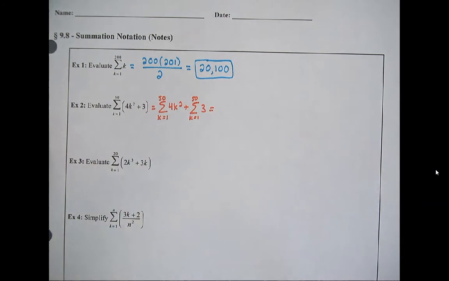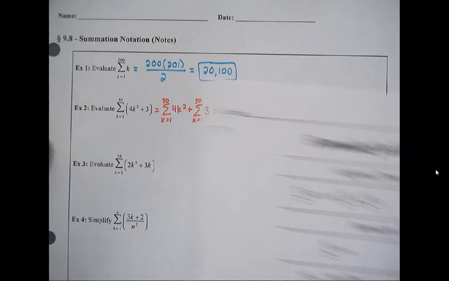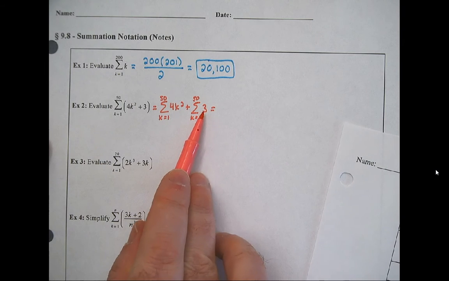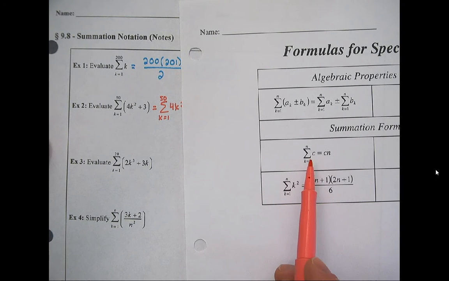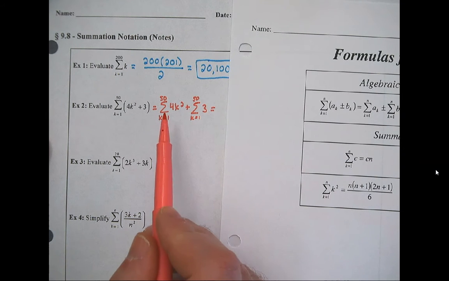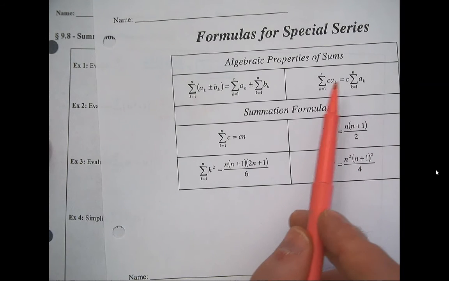Now my goal is to try to get to one of these formulas down here. Right now this second one is good to go. That's the sum of 3, the same as the sum of a constant, so we've got that one set up. This other one is 4k squared. That's this formula, but I don't want the 4 there. That's where this comes into play. You're allowed to take any constants out in front of a sum.